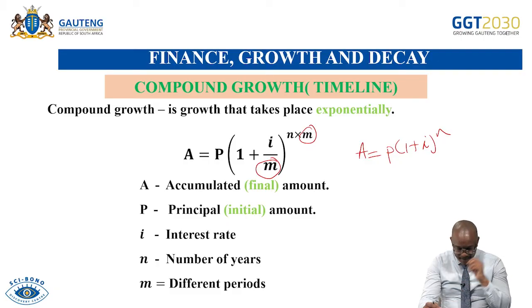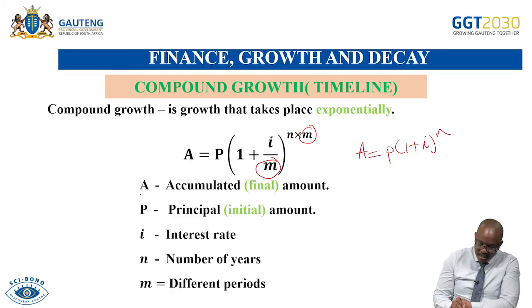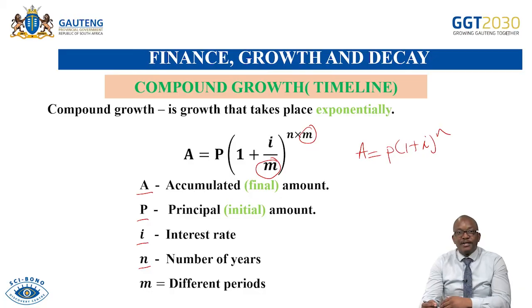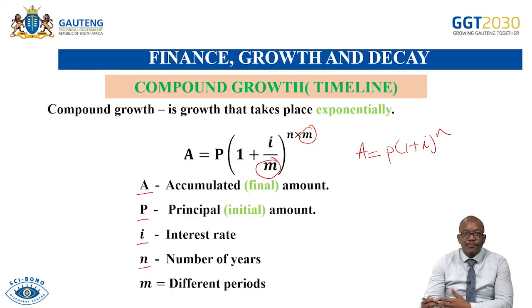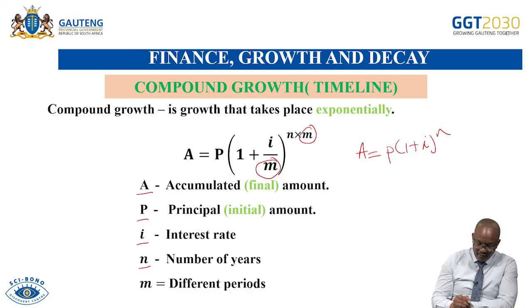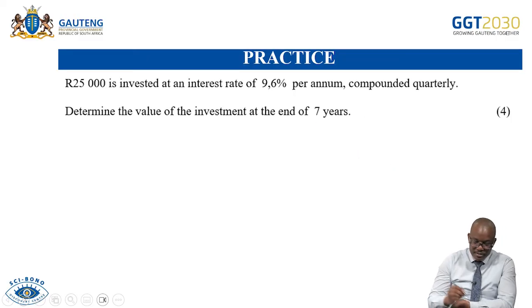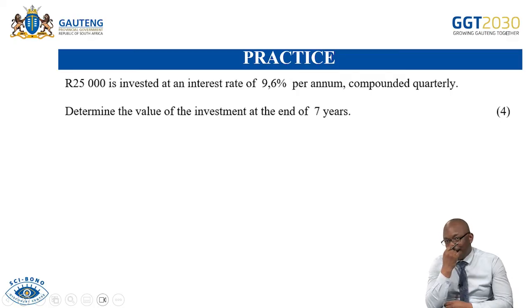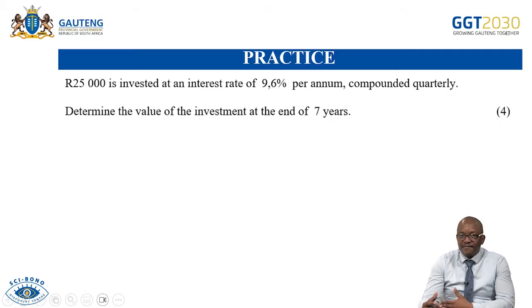So now we are moving to what our variables mean there. You can see from the formula, A is the accumulated final amount, P is your principal, which is the initial amount, I is your interest rate, N is the number of years, and M is the number of periods. I hope you understand this formula. So now let's look at our practice and see how we utilize our compound formula when the interest is affected by different periods.